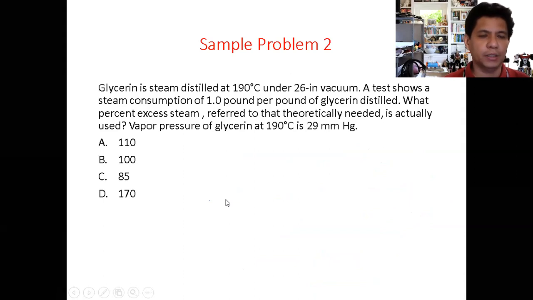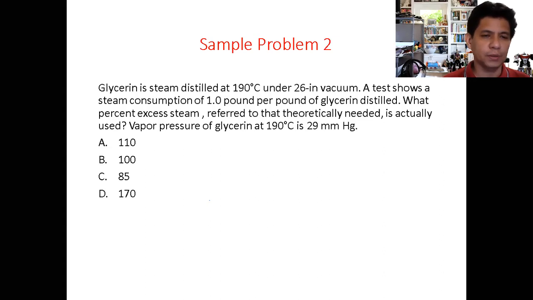Glycerin is steam distilled at 190 degrees Celsius under 26-inch vacuum. A test shows a steam consumption of 1 pound per pound of glycerin distilled. What percent excess steam referred to the theoretically needed is actually used? The vapor pressure of glycerin at 190 degrees Celsius is 29 millimeter mercury.